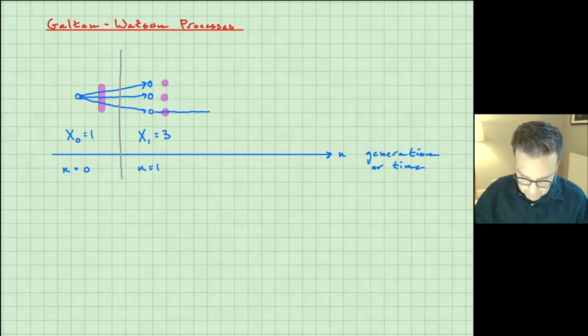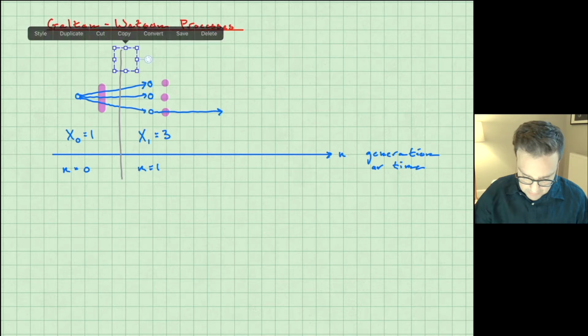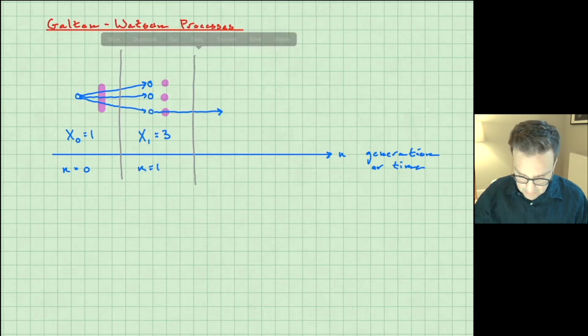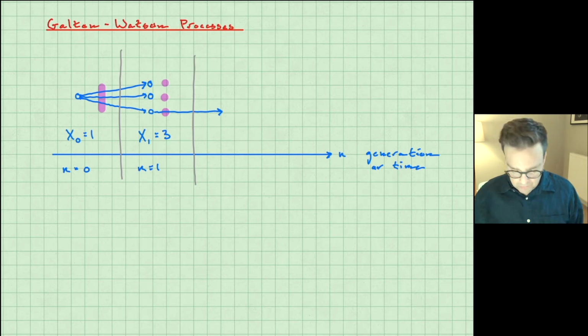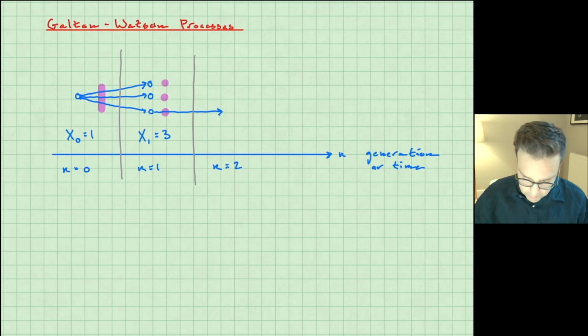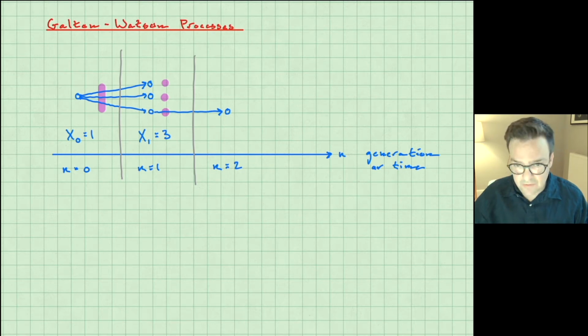So we'll draw this off like that. And I'll just duplicate this guy. Now we're at the third generation, or the second time step if you want. We're back to having only one member of the population here. Then there's another chance for these to spring off. Let's say that 2 come off at this point.